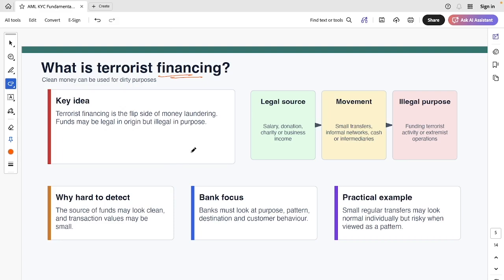Now, why is it hard to detect? Because the transaction amounts can be very small. One transfer of say $200 or 20,000 rupees may not look suspicious, but repeated transfers, risky destinations, unusual beneficiaries, and unusual patterns may create concern. This is why banks do not look only at the amount; they look at the customer behavior, transaction pattern, geography, counterparty, occupation, frequency, and purpose. You may think that only large transactions are risky, but that is not always true. Small transactions can also be risky when the pattern or destination is suspicious.